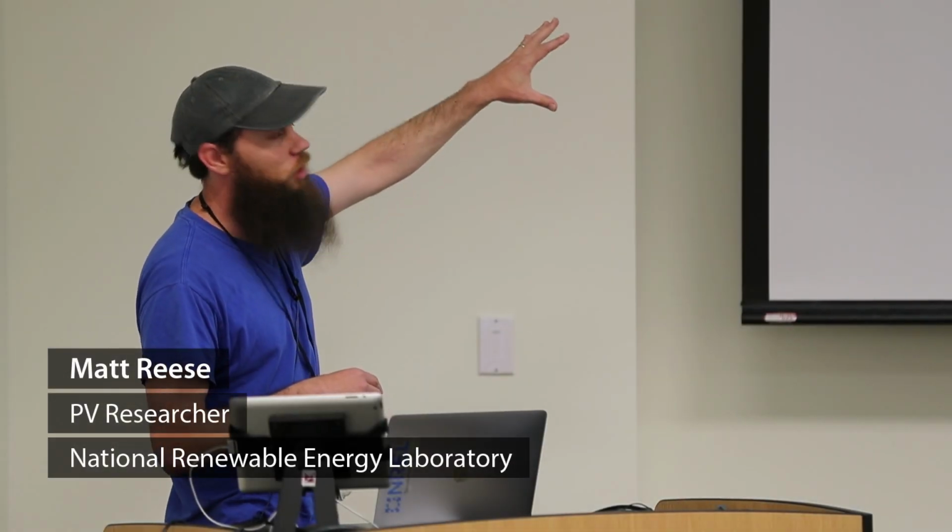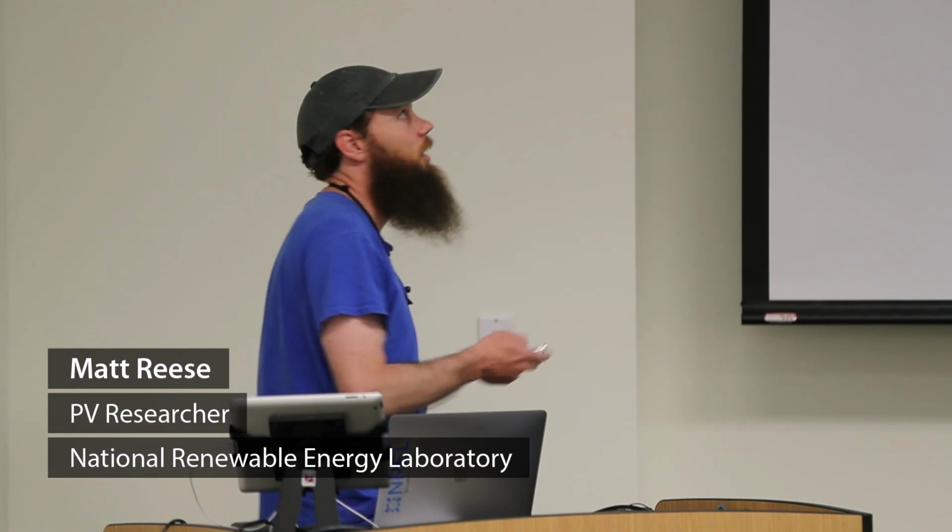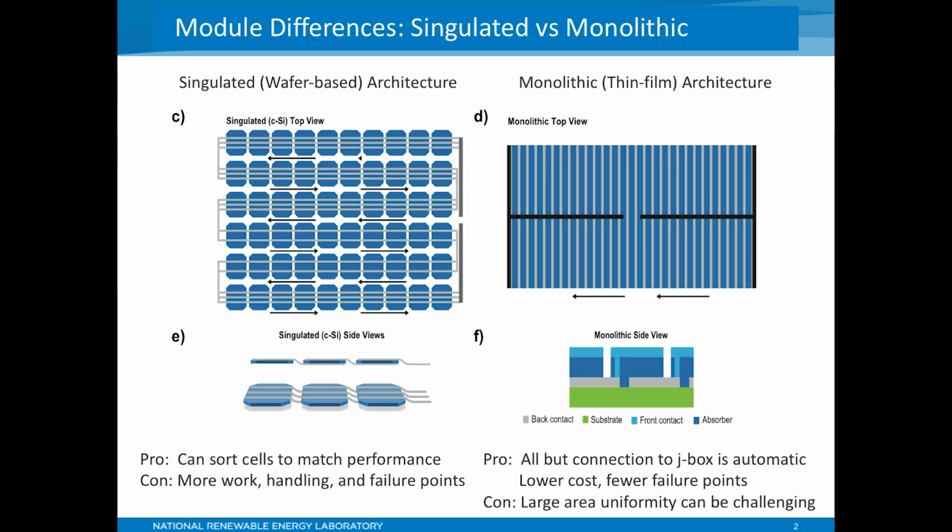So I'm talking here about the differences in modules between singulated technologies, and singulated are wafer-based like silicon and gallium arsenide, and then monolithic architectures, which are the commercialized thin film. There are some examples of thin film technologies like CIGS, which are done in a singulated manner, but the majority of the ones that are being done at low cost are taking advantage of certain things. So there's pros and cons for both of them.